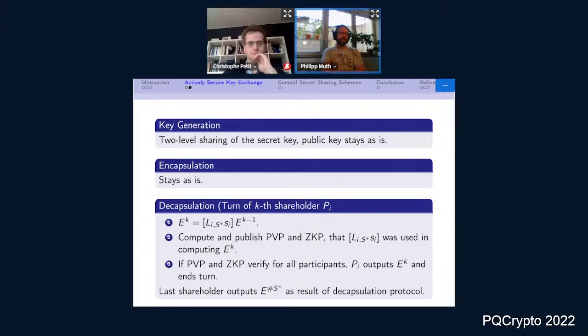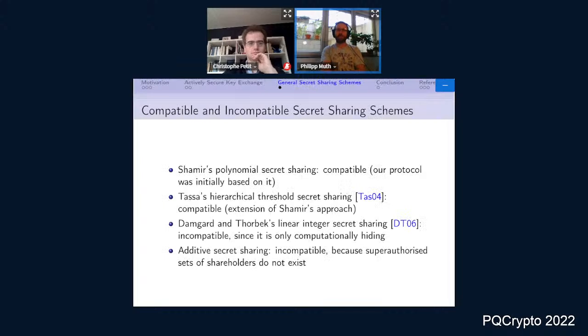We come to our next contribution, and to be honest, the initial motivation for this work. We initially started out to investigate to which secret sharing schemes the original key exchange mechanism can be transferred and still work and provide the original security guarantees. We came to the conclusion that a compatible secret sharing scheme has to fulfill three main characteristics in order to be compatible. First, it needs independent reconstruction.